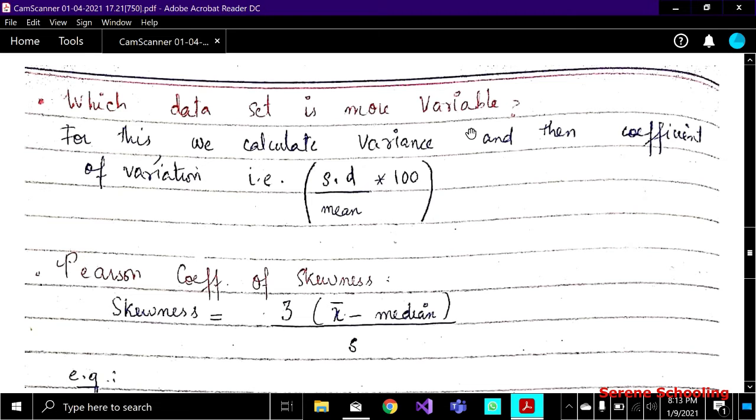As we have discussed this coefficient of variation in the standard deviation video, the formula was standard deviation over mean into 100, and for this we definitely need to find the standard deviation first of all. Go into that video to see how we do all this procedure. I have just explained that you may not directly be asked to find standard deviation or variance, but just asked which data set is more variable, right? So we use this formula over there.